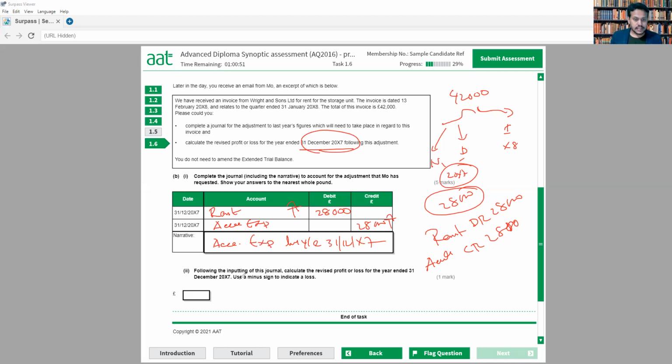All right, the next one they're saying calculate the revised profit. Now we don't have the profit. Previously we have a loss. So we have a loss that is 185588. This is the loss we already have. Now if I add more expense, it will create more loss, isn't it? So we already have some loss. And if I say, oh, I have 28,000 expense that I did not record yet because I received the invoice later on.